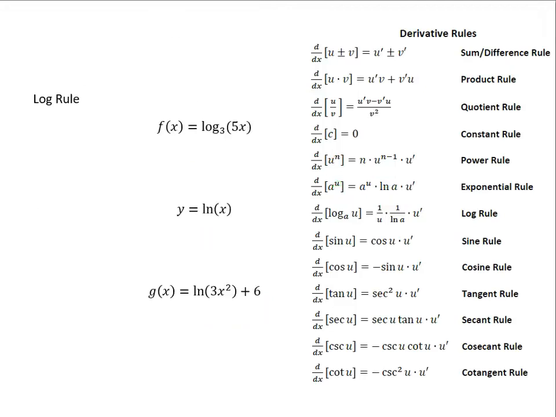All right, now let's take a look at the log rule. So the log rule is right here. This is when you are finding the derivative of a logarithm. We can have our base be anything, and we'll see what's special when we do log base e, the natural log. So let's do this one first. We've got f of x, so that's going to be f prime of x.